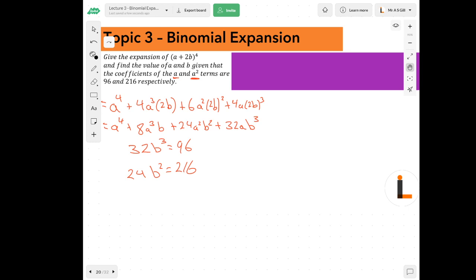Okay, so now again, it's just a case of rearranging to find your values of b here, and potentially we might end up with some quite nasty looking numbers. In fact, here, if we rearrange this, we should get b squared is equal to 9. So b is equal to plus or minus 3. And that's what we're going to go with.